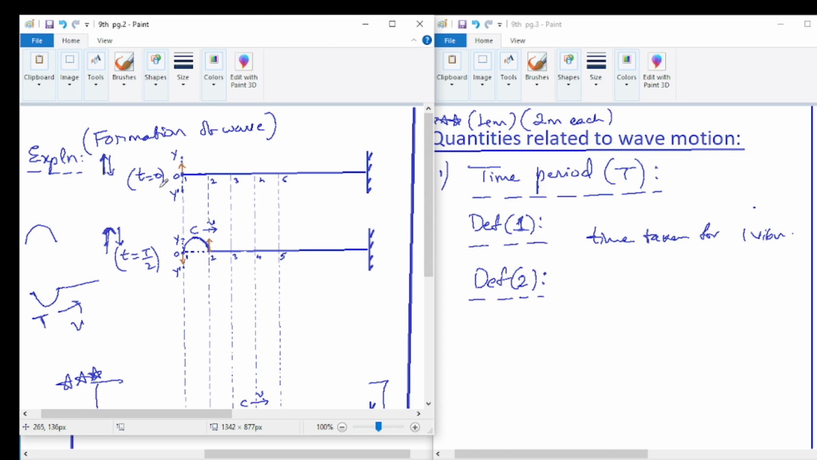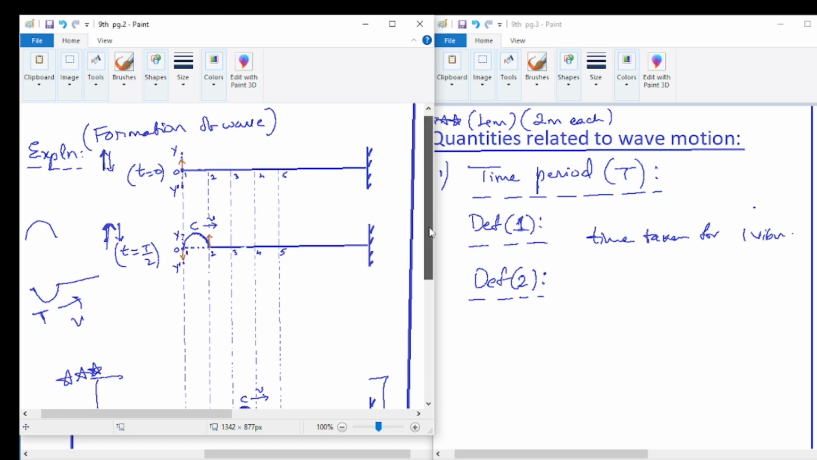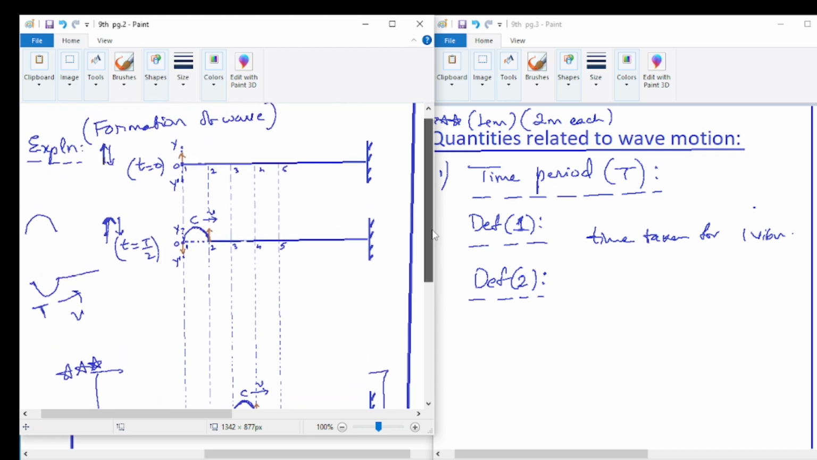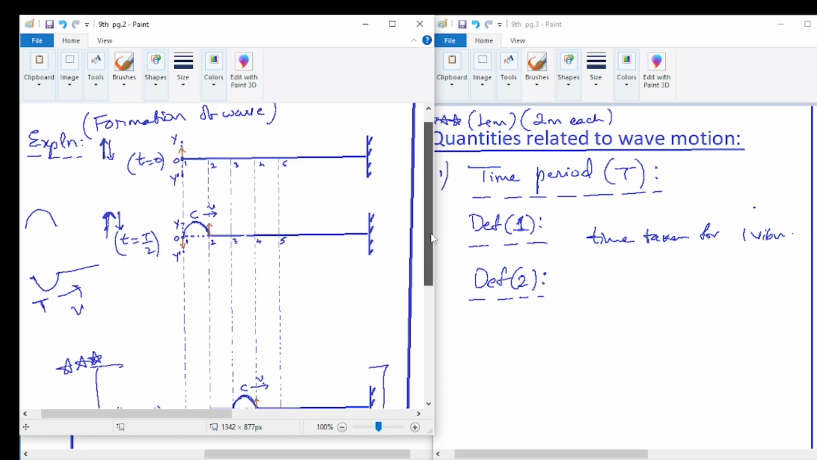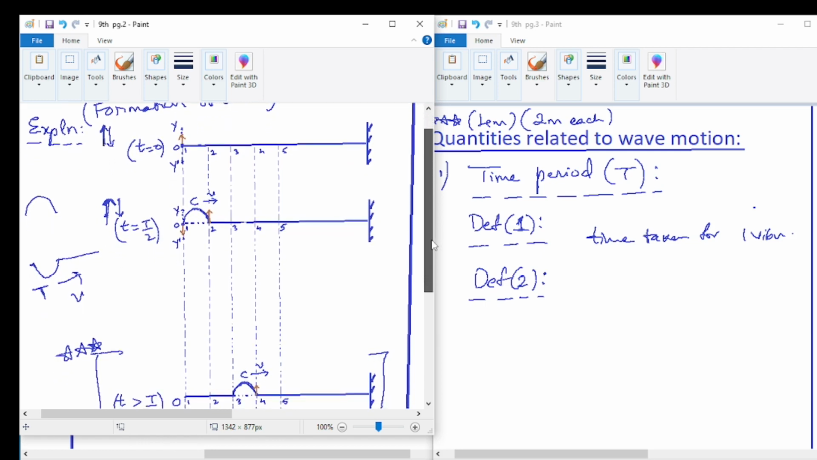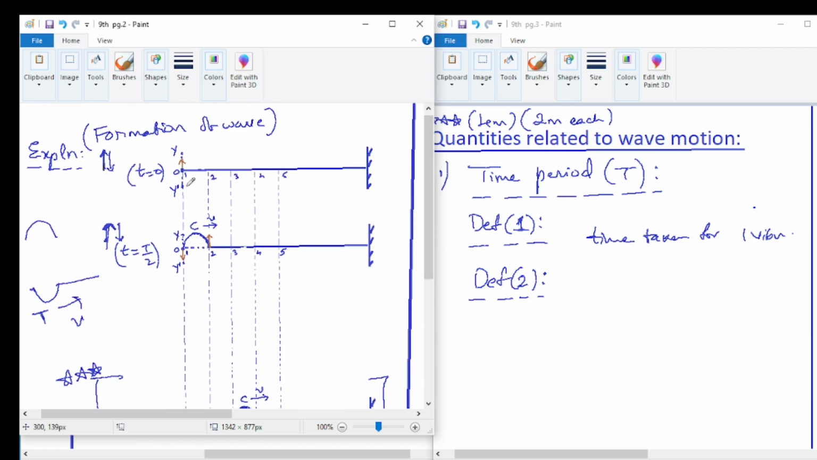But once one time period is complete, be very careful. We are not doing anything new, just the formation of the wave, that only we are just revising again. After one time period is completed, one full wave has got formed. One full wave. And how is this wave passing? It's actually passing from left side to right side, through different points.